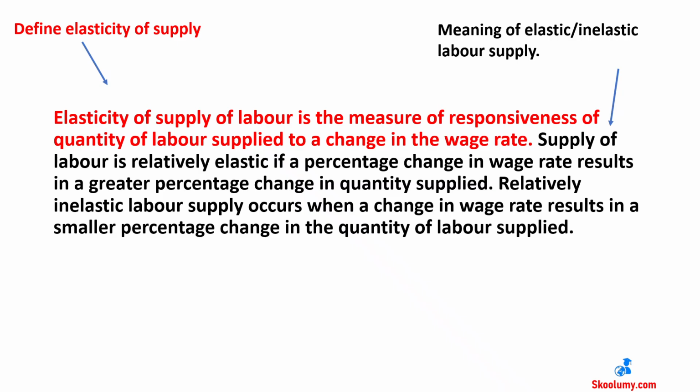Definition of elasticity of supply of labor, and the meaning of relatively elastic and inelastic labor supply. It is written in this way. Elasticity of supply of labor is the measure of responsiveness of quantity of labor supplied to a change in the wage rate. Supply of labor is relatively elastic if a percentage change in wage rate results in a greater percentage change in quantity supplied. Relatively inelastic labor supply occurs when a change in wage rate results in a smaller percentage change in the quantity of labor supplied.